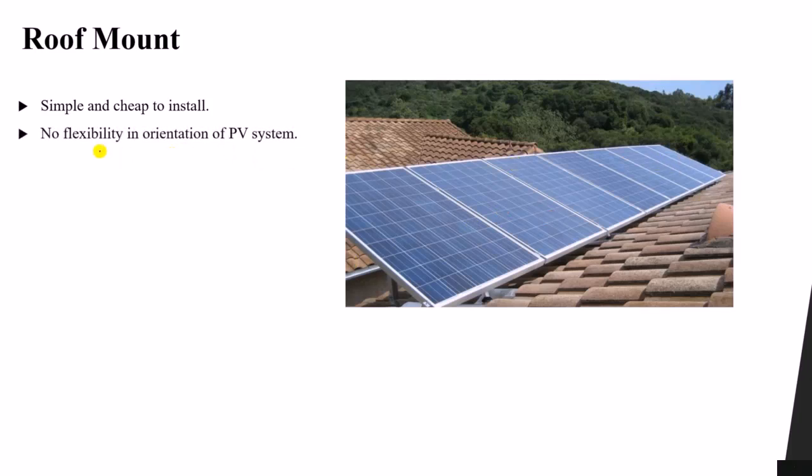We don't have any flexibility in orientation of the PV system. What does this mean? It means that we don't have much control on the orientation of the PV system, the motion of the PV panels, as we will see in the next slides. It does only support a small PV system, such as in our home or in small houses, when we would like to provide electrical power to our home.